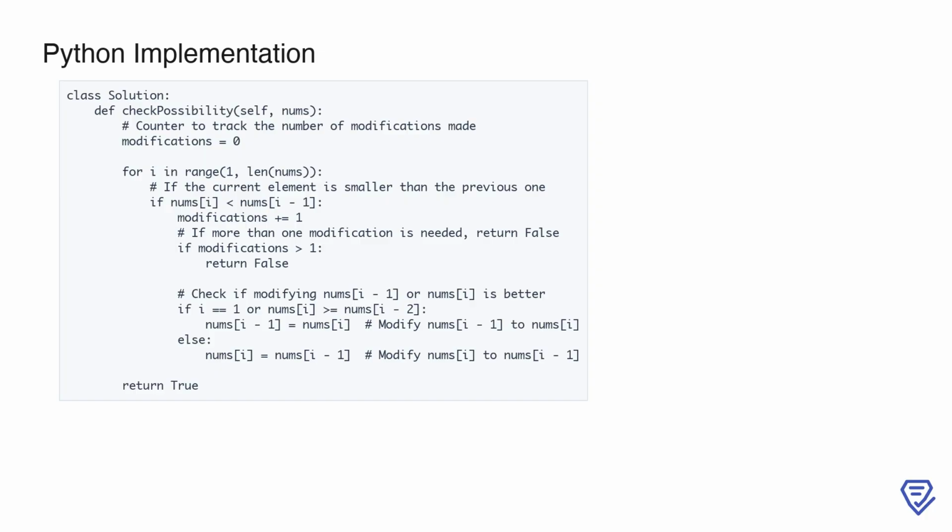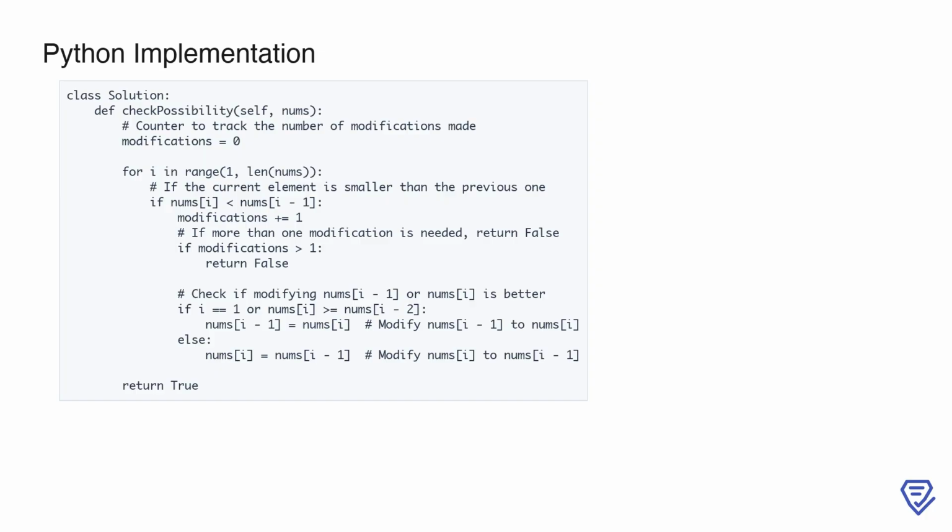For each element, it checks if the current value is less than the previous value. If so, it means the non-decreasing condition is violated. The counter modifications is incremented, and if it exceeds 1, the function immediately returns false because more than one modification is required. To decide which element to modify, either nums[i-1] or nums[i], the function evaluates the surrounding values.